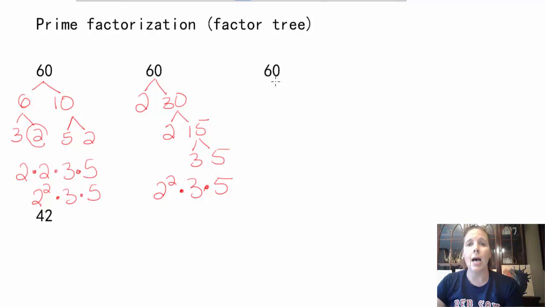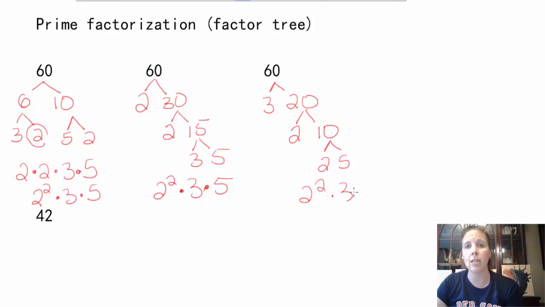Okay? And you could even do 3 times 20. And then 20 could be 5 and 4, or it could be 2 and 10. It doesn't matter. Again, you're going to end up with the same answer. So we have 2 squared times 3 times 5. And you notice that I put them in order as well. Okay, that's going to come in handy. So make sure you put them in order.